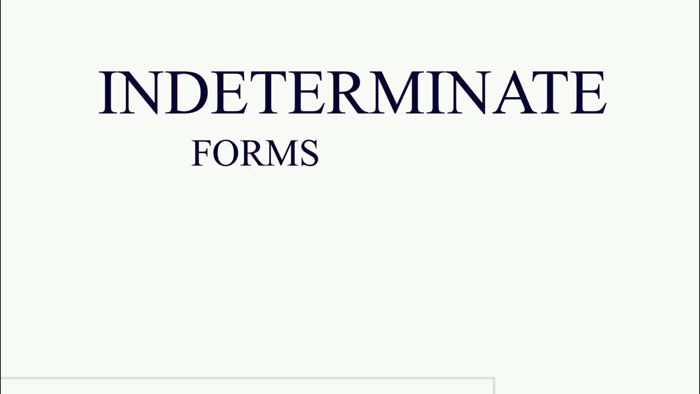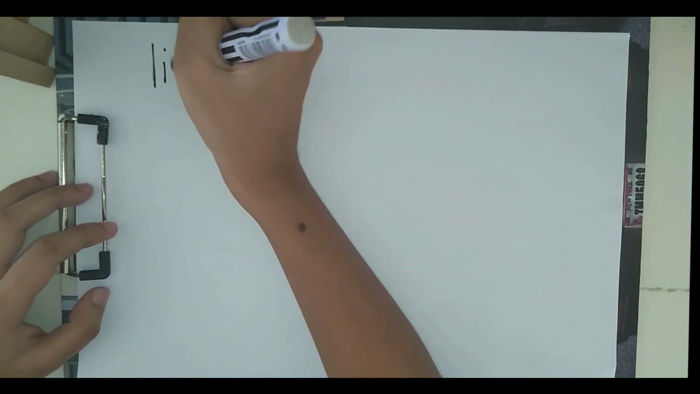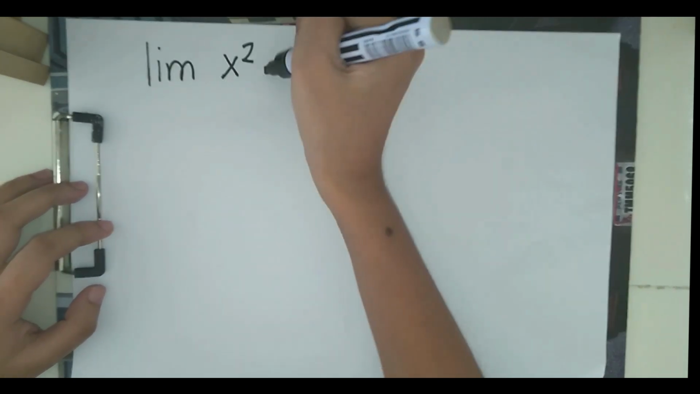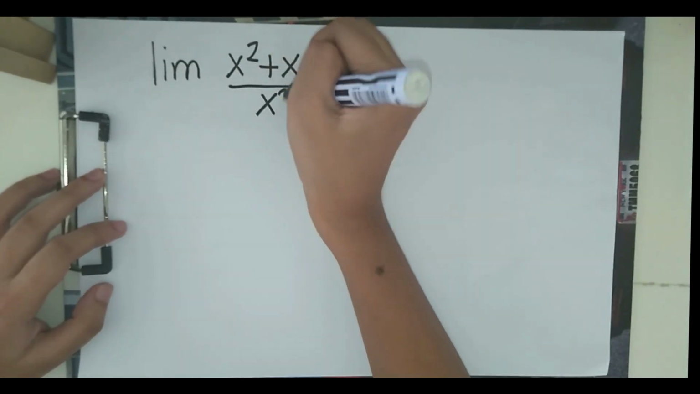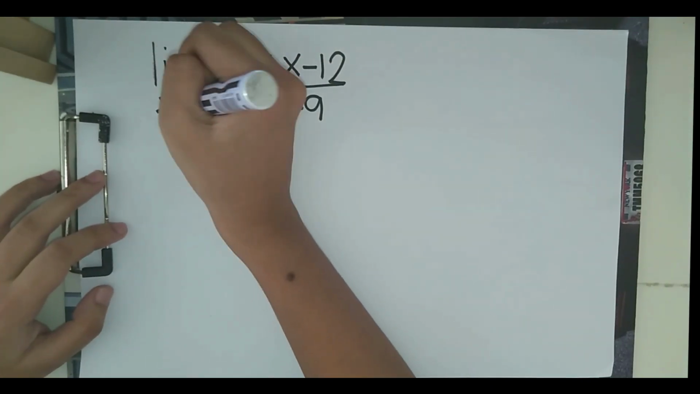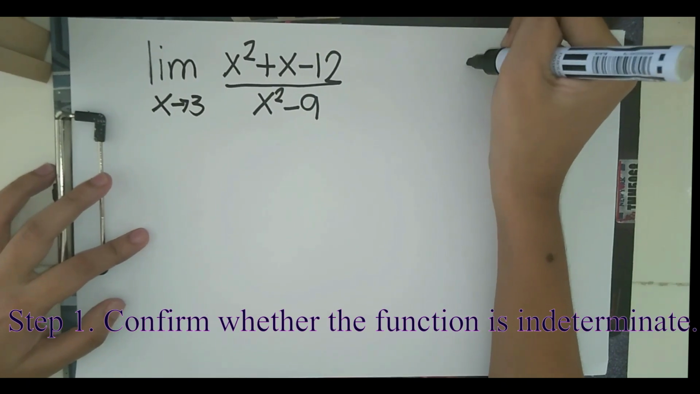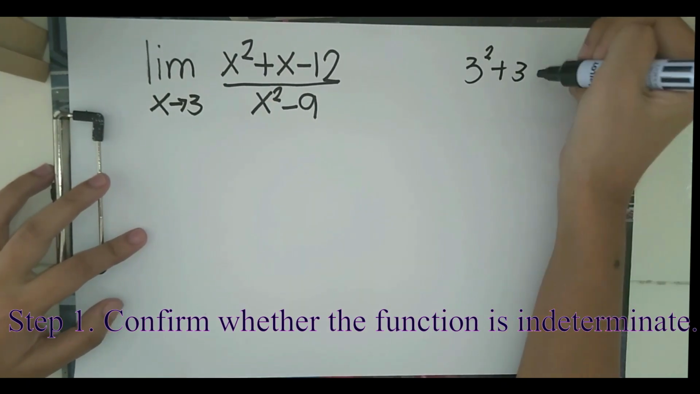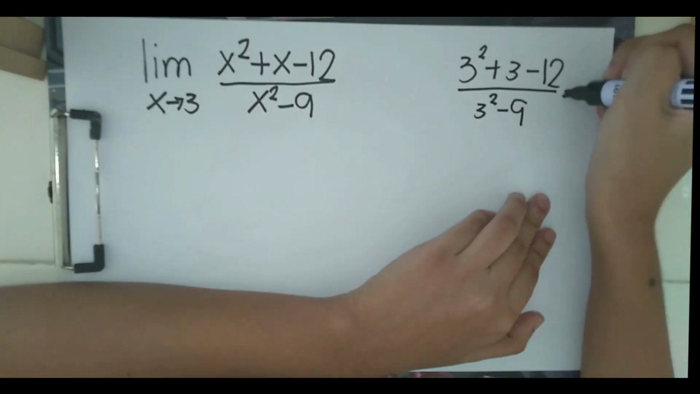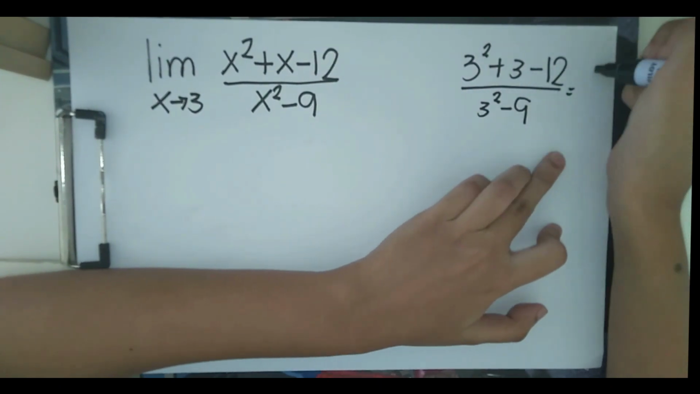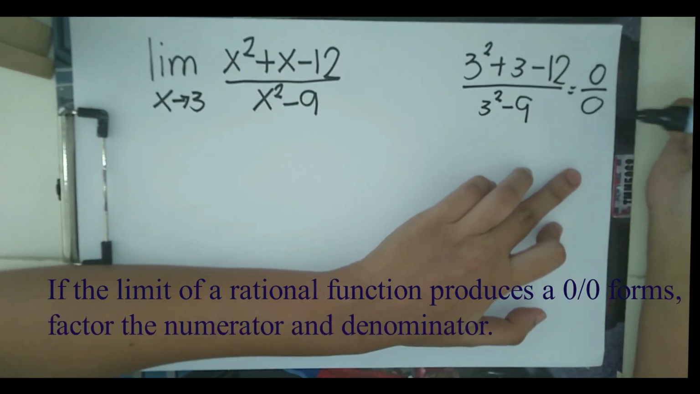Indeterminate forms of limits in factorable form. Let's have an example: the limit of x squared plus x minus 12 all over x squared minus 9 as x approaches 3. If I evaluate this, it becomes 3 squared plus 3 minus 12 all over 3 squared minus 9. So 3 squared plus 3 minus 12 is 0, and 3 squared minus 9 is 0. This is what we call an indeterminate form.